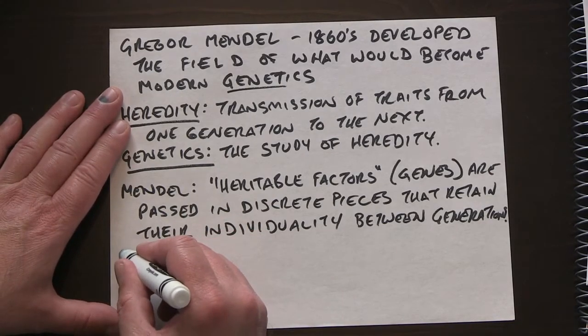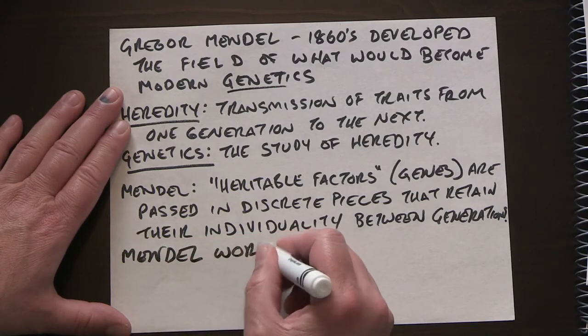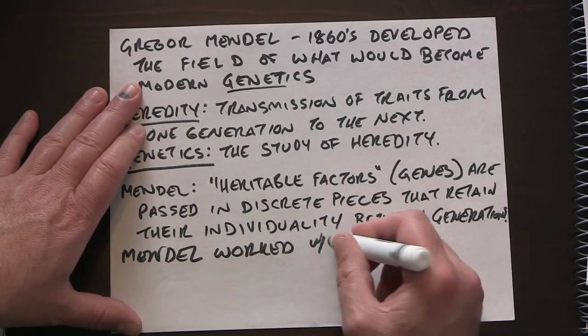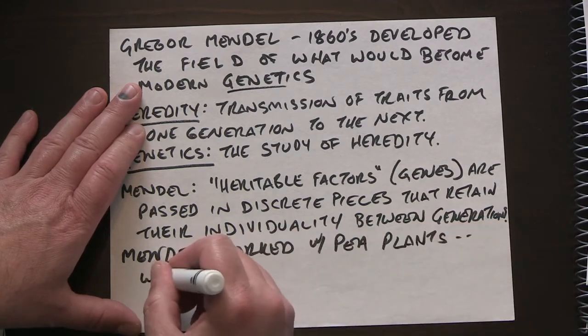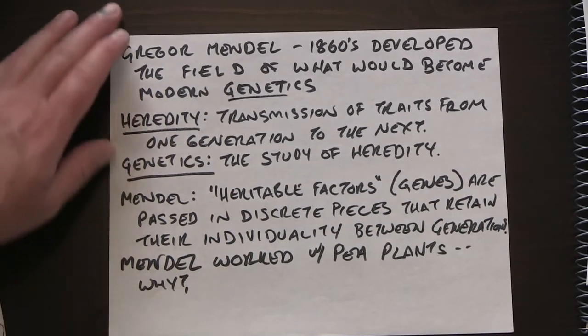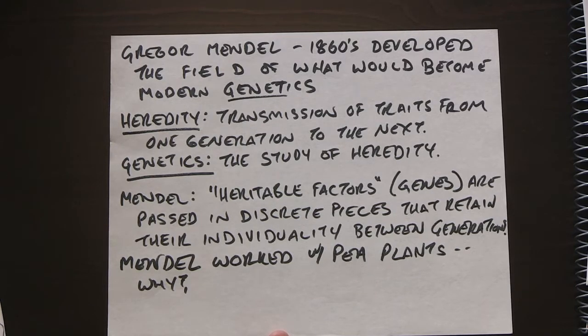He did most of his work using peas, with pea plants. And why would he do that? Well, working with humans would be ethically difficult, for one, for his experiments, because he was doing cross matings and stuff. But also it takes 15, 16 years for someone to reach the level where they can mate and pass on genetic material. So that's an awfully long time.